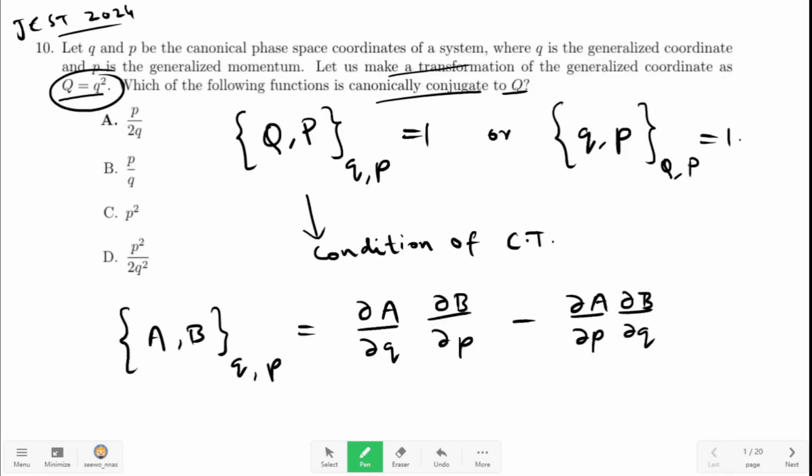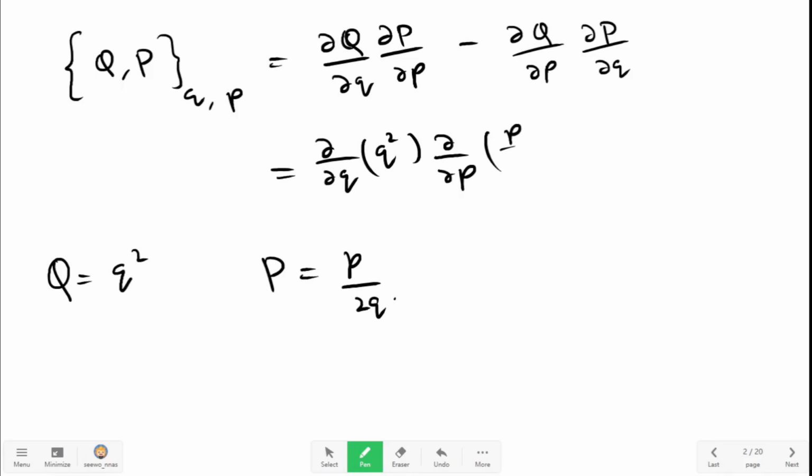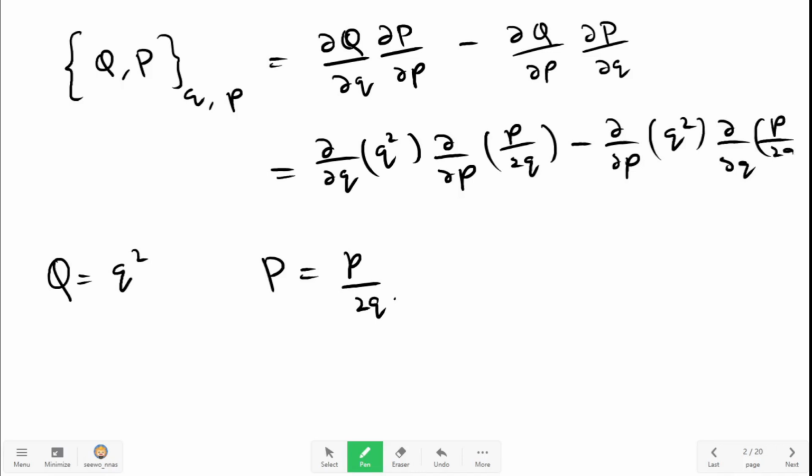Which of the following functions is canonically conjugate to capital Q? So according to option A, we have capital P is equal to small p divided by 2q. So option A is saying that capital P is small p divided by 2q. Let us check by putting in the Poisson bracket: del by del q, capital Q is q square, del by del p, capital P is p by 2q, minus del by del p, capital Q is q square, del by del q, p by 2q.